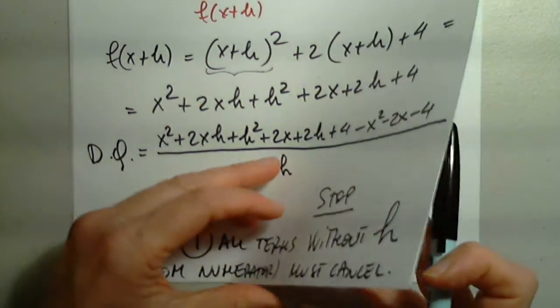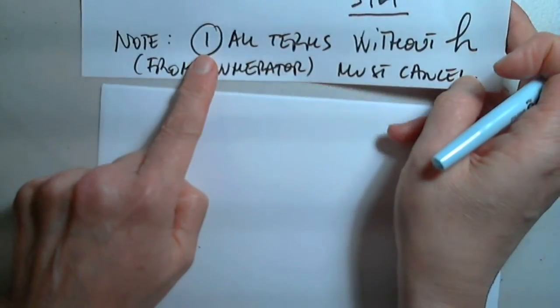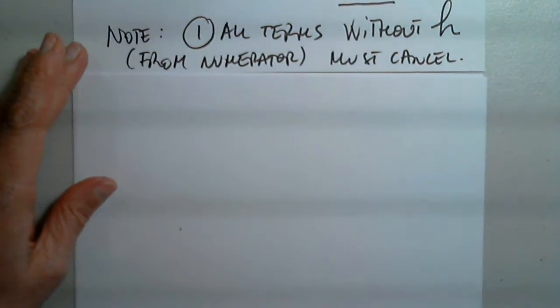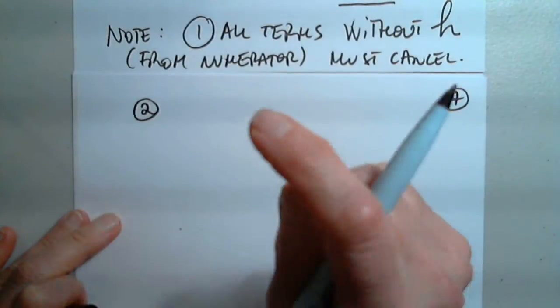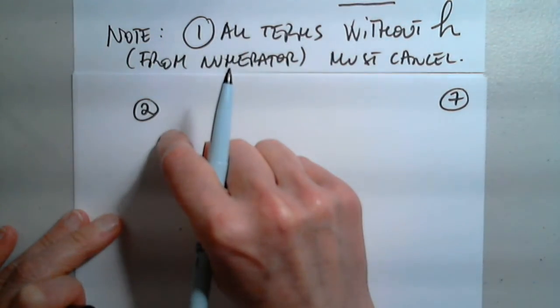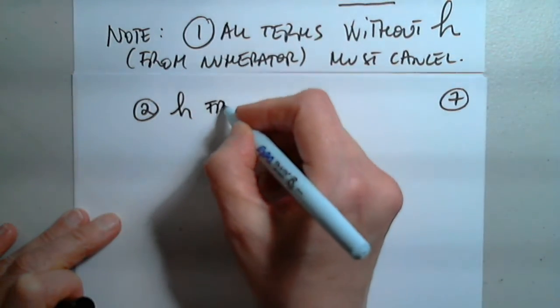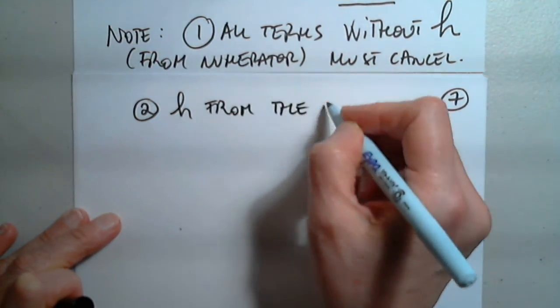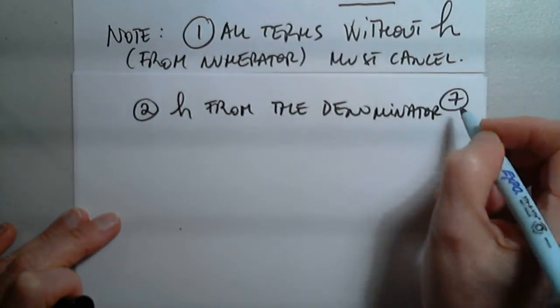Note number 2: h in the denominator, after note number 1 is in effect. That's why this is 1 and this is 2. This is first and this is second for a specific reason. H from the denominator must simplify.